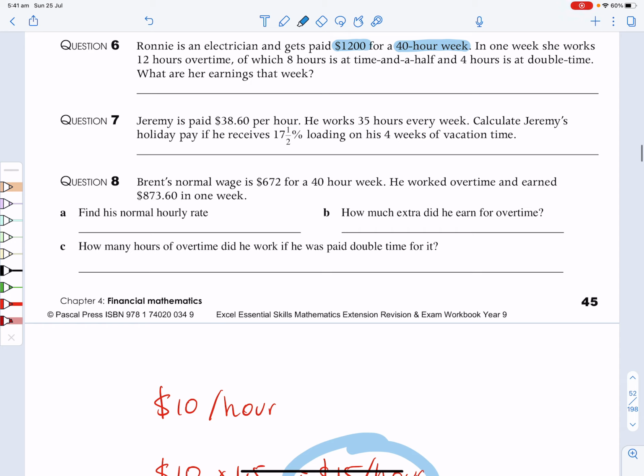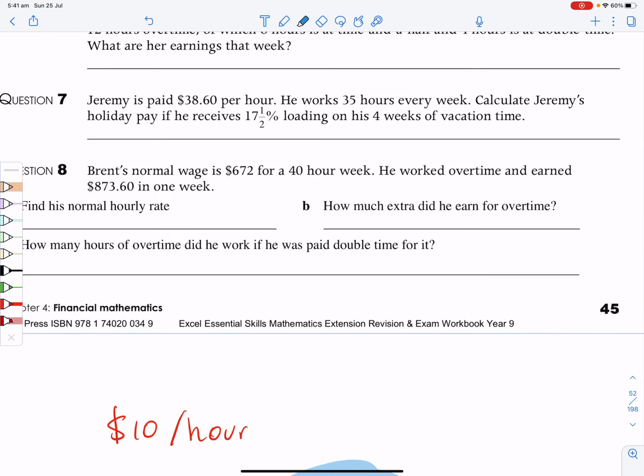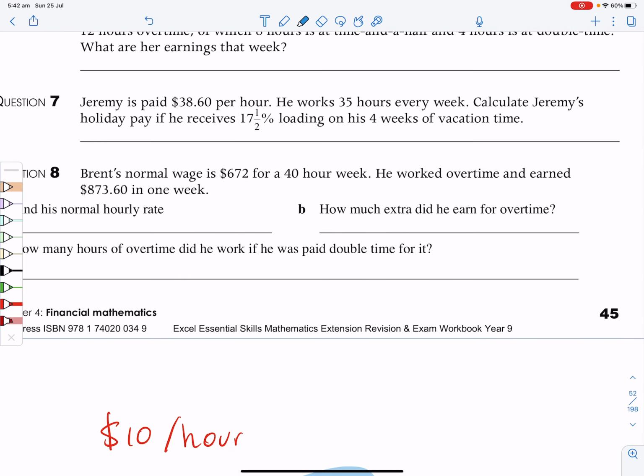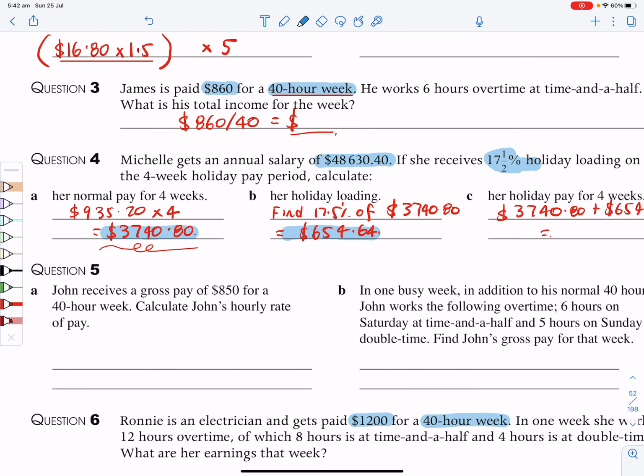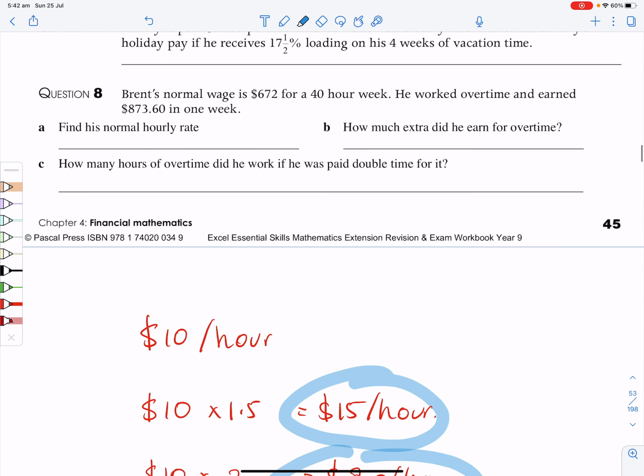7. Jeremy is paid $38.60 per hour. He works 35 hours a week. Calculate Jeremy's holiday pay if he receives 17.5% loading on his 4-week vacation time. So this is pretty much the same as question 4, but instead of breaking it up per parts A, B, and C, they've just given it to you in one question.